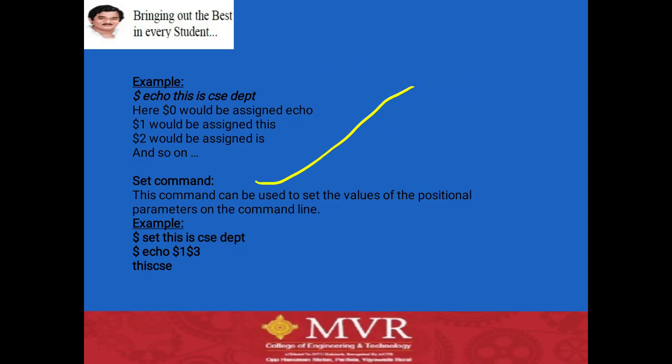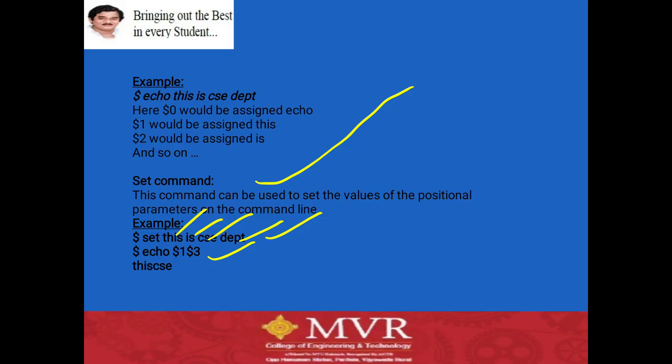And there is another command known as the set command. The set command is used to assign positional parameters to a command. For example, here I am using set this is CSE department. So set this is CSE department means we are assigning this to $1, is to $2, CSE to $3, department to $4, and set is a command, therefore $0 will be assigned to set. And here if you want to check, you can use the echo command, echo $1. What is $1? This. And similarly I am displaying $3 also. What is $3?